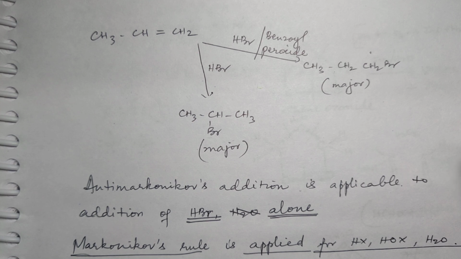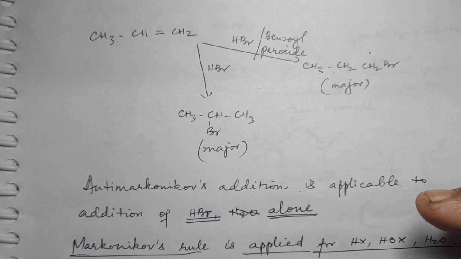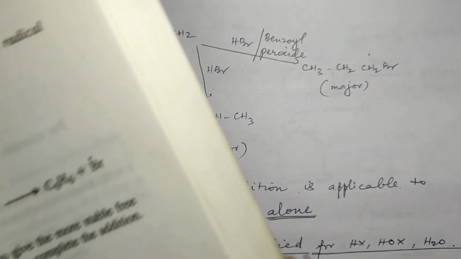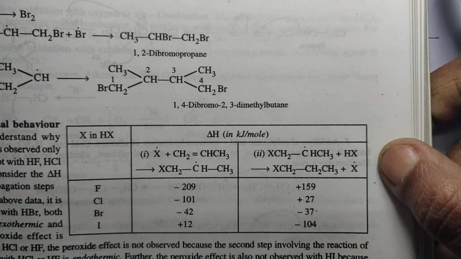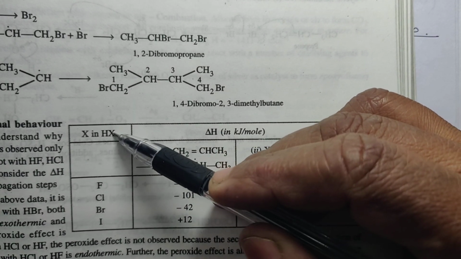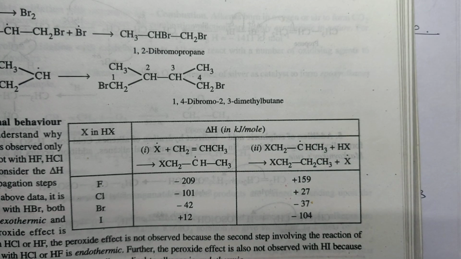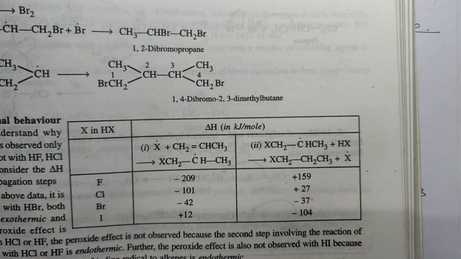Now, let me show you one thing. Yes, here, why it is so. Let us see that. Now there is data for that. Let me show you the data. Share the data with you. Now supposing you are adding HX. Now in that X, if it is F or Cl or Br or I, whatever it may be. Now in such a case, what do you find? What is the delta H associated with the reaction?